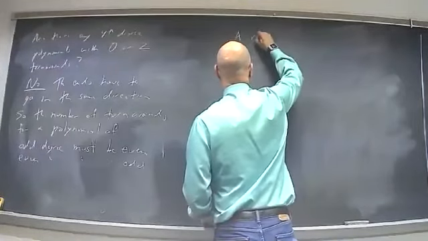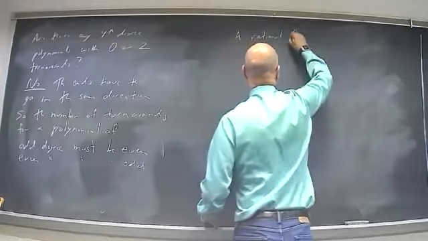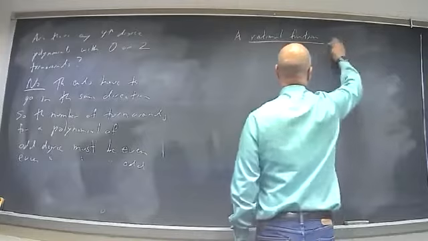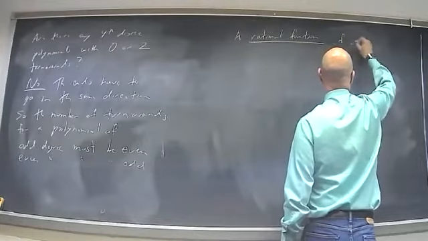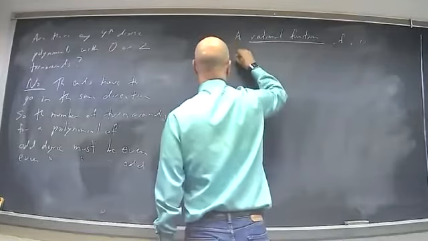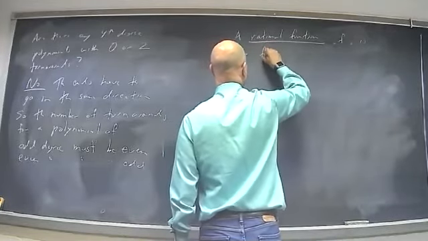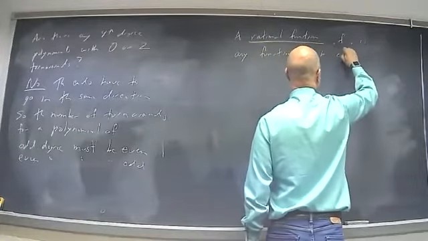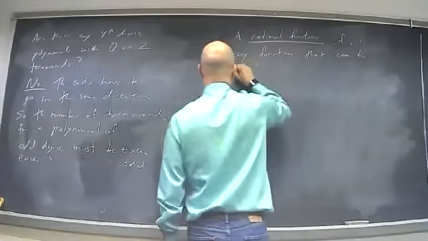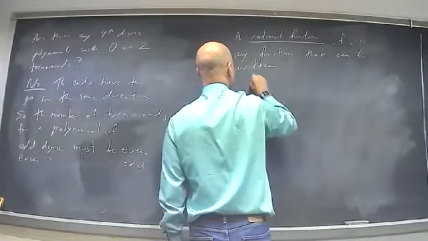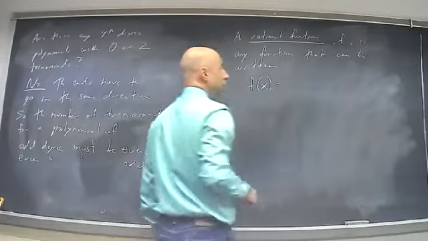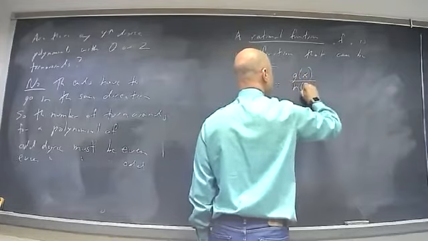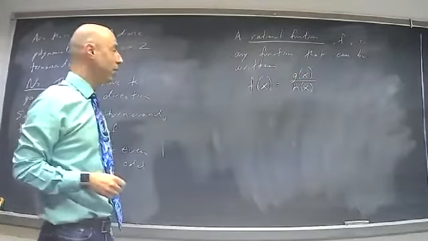A rational function is any function that can be written f of x equals g of x over h of x, where both g and h are polynomials.